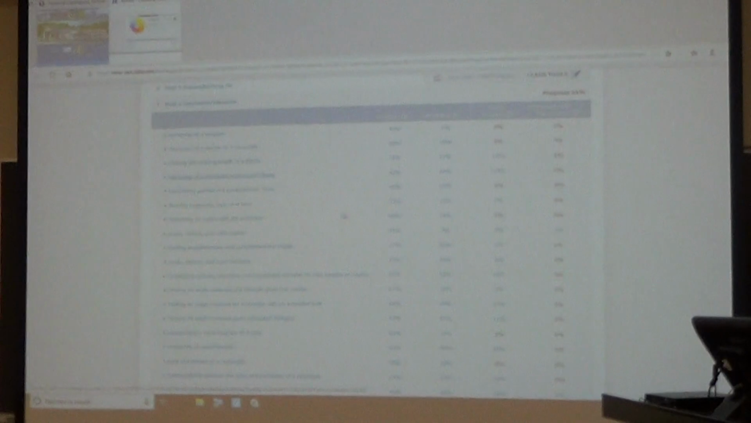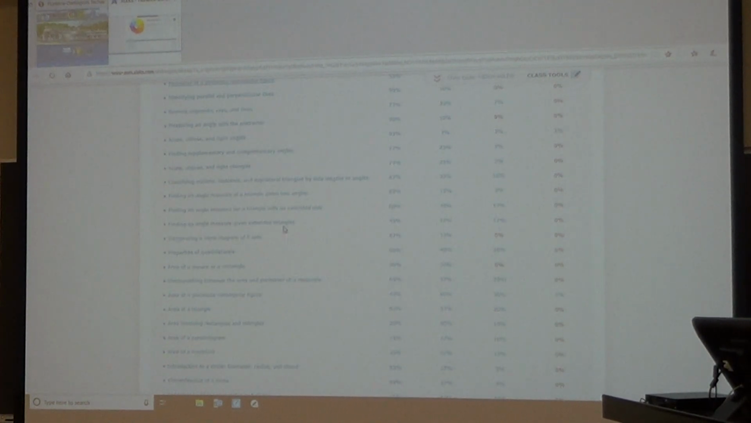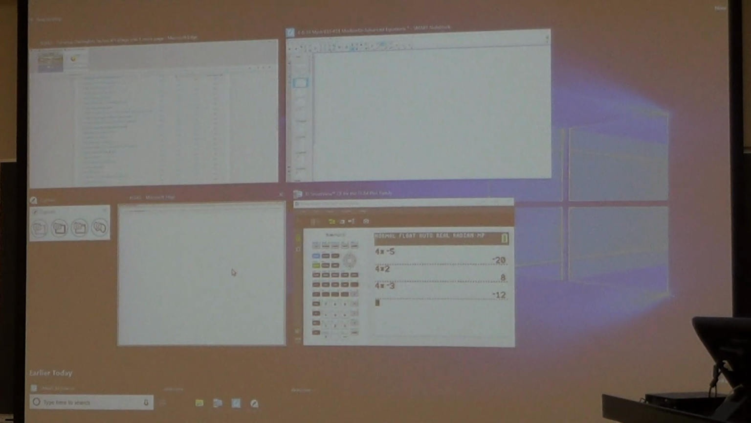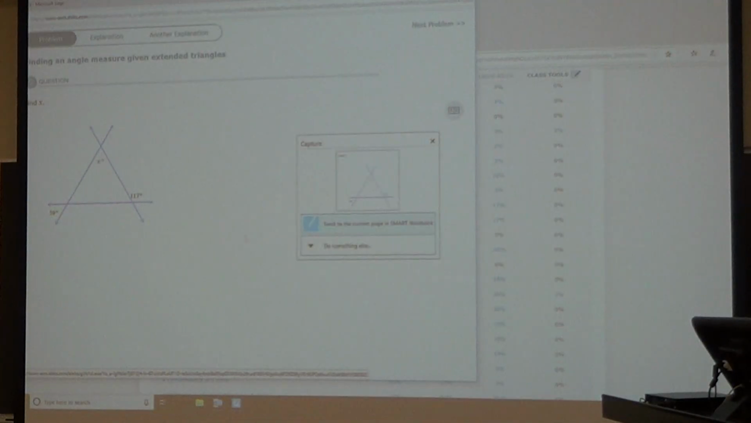All right, let's look at another one. I'm going through the ones that have the lowest percentage. This one has 43. I hate that.